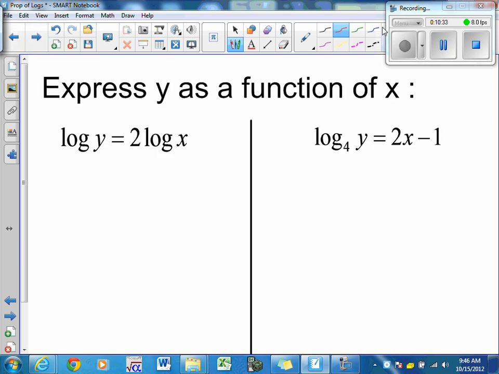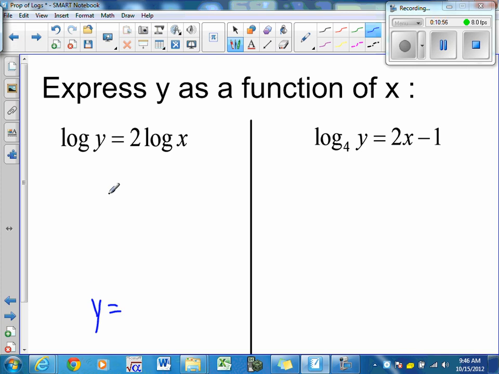The next thing here, express y as a function of x. From previous chapters, we remember y is a function of x. We should end up down here with y equals something. We shouldn't have any logarithms left. Necessarily, we may have a logarithm left, but it should just be y.